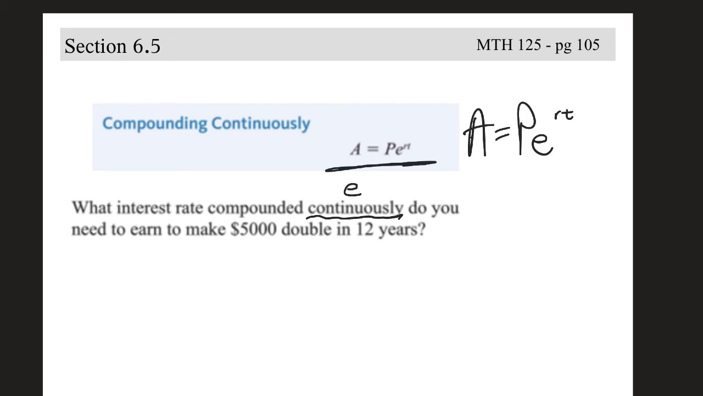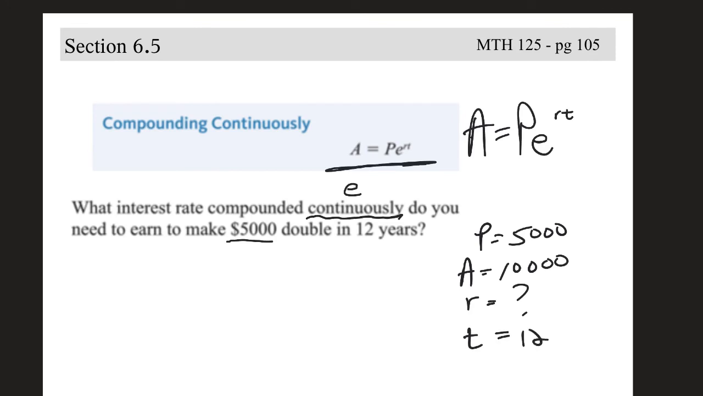Okay, so they want us to double $5,000. So my P is going to be 5,000. If I double it, that's going to be 10,000. They were looking for the rate. We have time. It's 12 years. So I'm going to rewrite this with all my things. 10,000 equals 5,000 times e raised to 12 years times the rate.